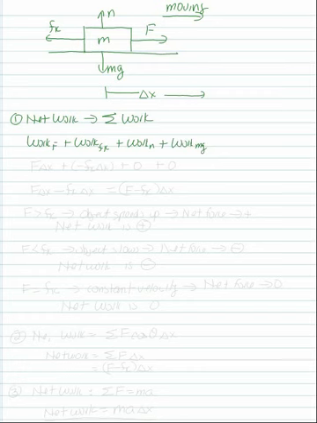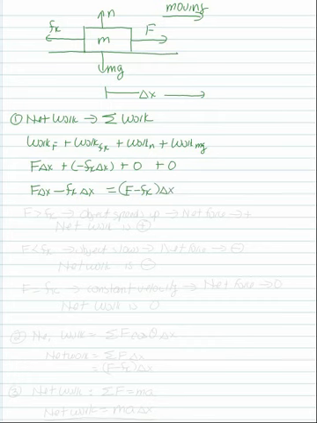What did we have? Positive F delta X plus negative Fk delta X plus 0 plus 0. So the net work is F delta X minus Fk delta X. And if we want to, for this problem, we can factor out a delta X. So here's the net work again: F minus Fk, times delta X.